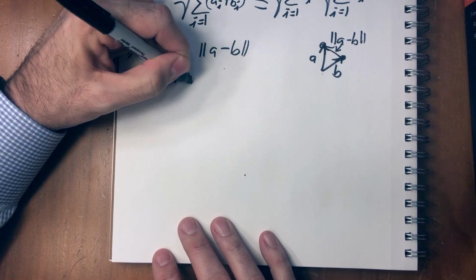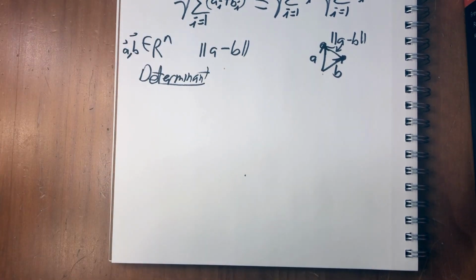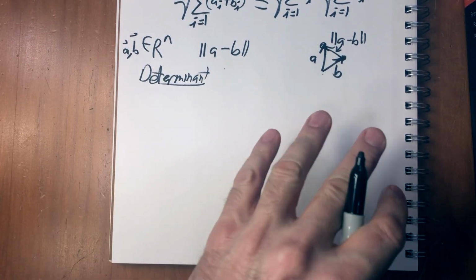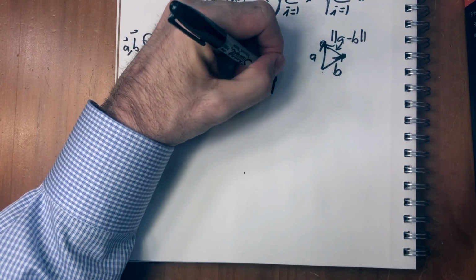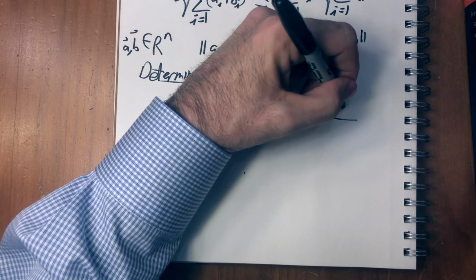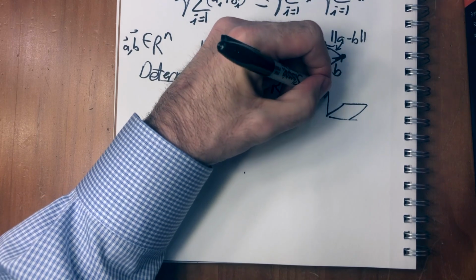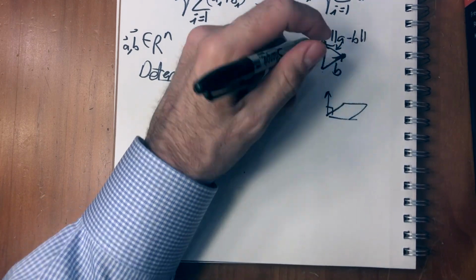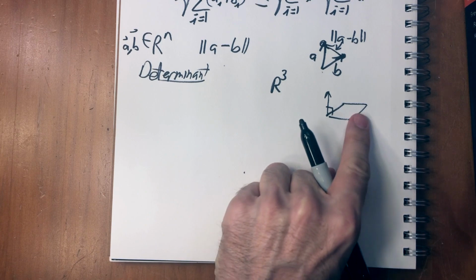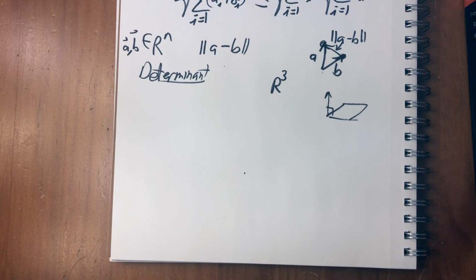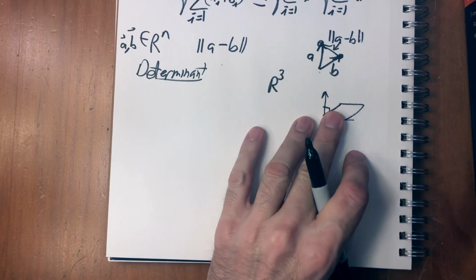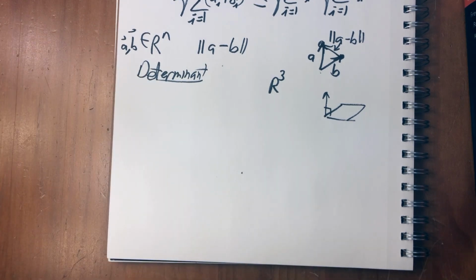Okay, the determinant. Now first, remember, there is no cross product in higher dimensions. There's only a cross product in R3 because when you have a parallelogram, it's only in R3 that there's a unique vector that's perpendicular to this plane. In higher dimensions, that's not true. So the cross product doesn't really work. But the determinant can be generalized.